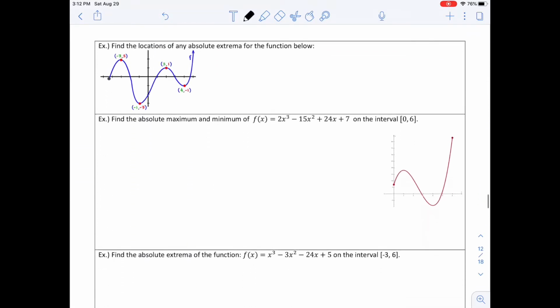The next example that we have says to find the location of any absolute extrema for the function below. So if you look at this, we have a right endpoint that is pointing up to infinity. And so since that is going up to infinity, we have no absolute max.